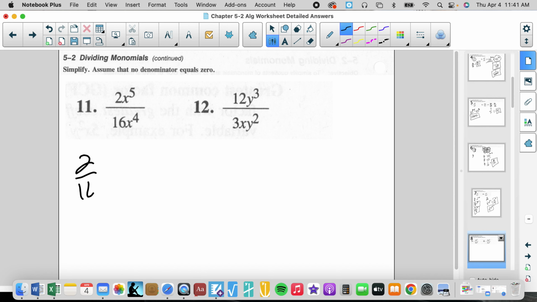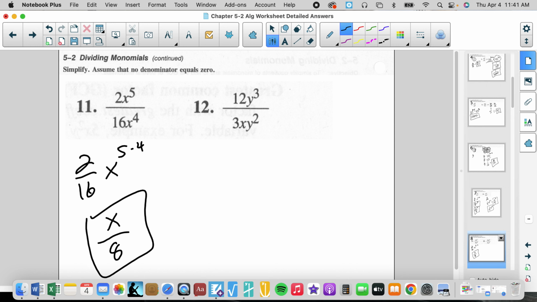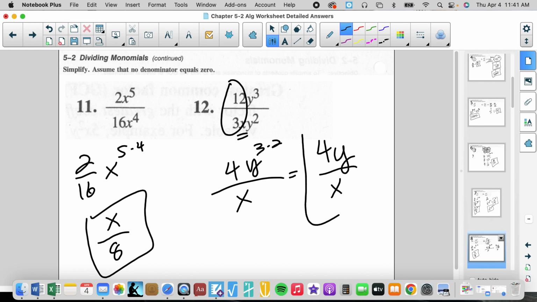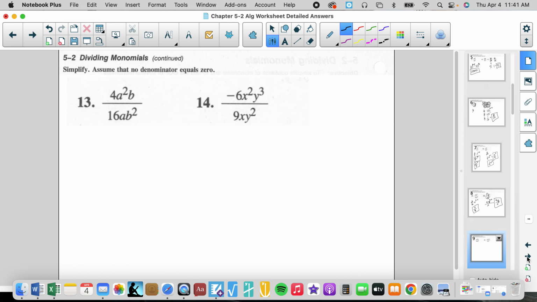2 over 16, and then we have x to the 5th minus 4. So I'm going to have x over 8 as my answer. 12/3 is going to give me 4. X in the denominator doesn't have a pair, and then we have y to the 3 minus 2. So that's 4y over x. So we continue to see how fast we can reduce these.